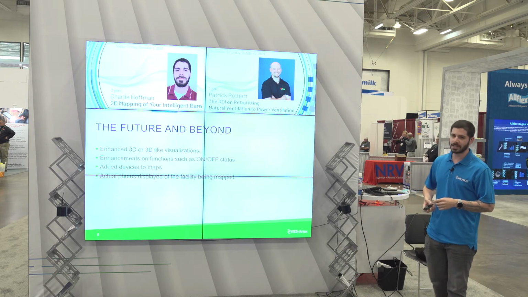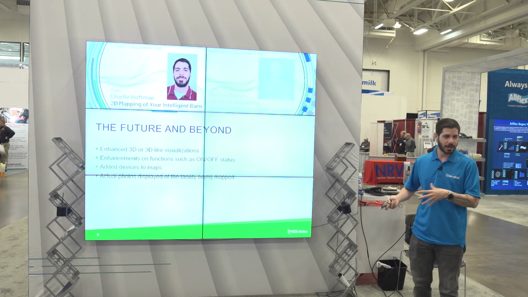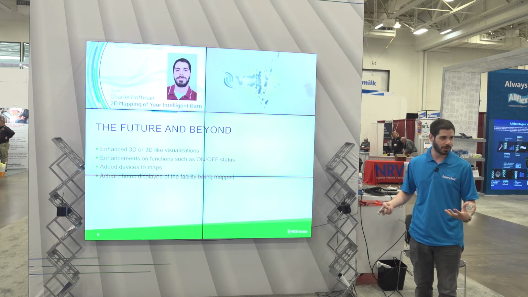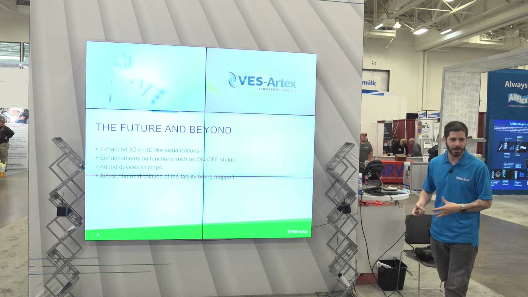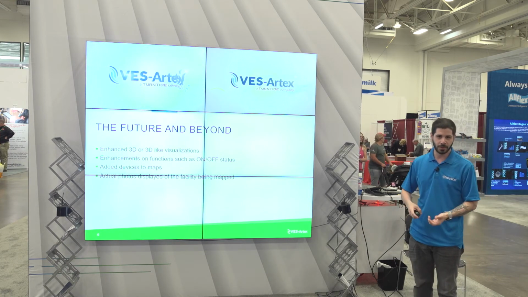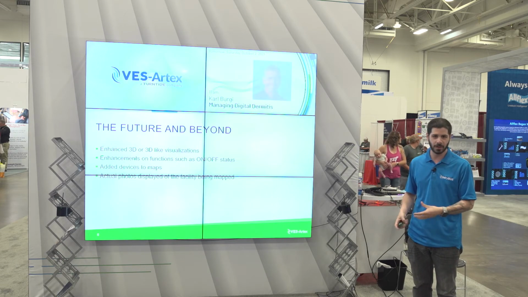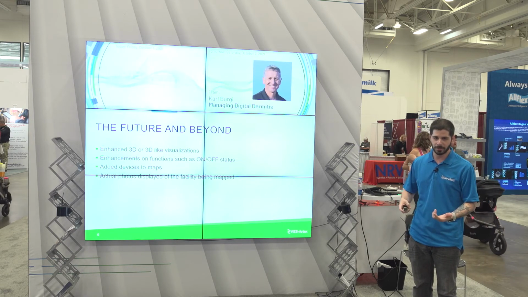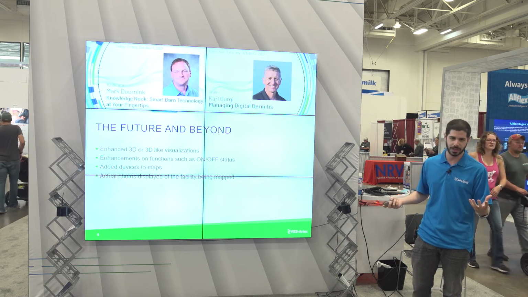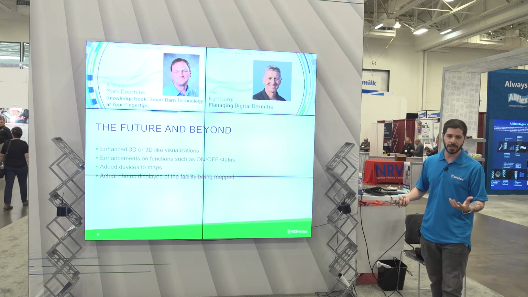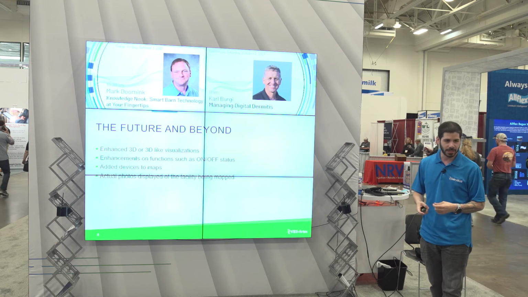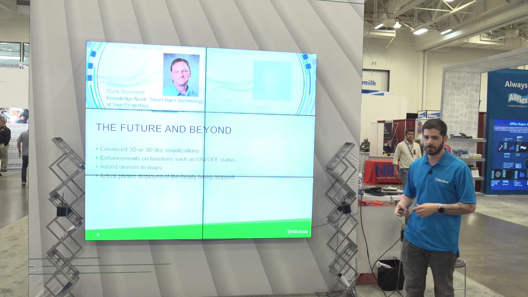The next thing I want to mention is that's what we're at now with a 2D map. It's a good visualization, a good start to what we have. But again, we don't want to stop there. We want to keep our foot on the gas and continue to develop and add more advanced visualization. So, advanced 3D or 3D-like visualizations, and enhancements of the functions, such as on and off.